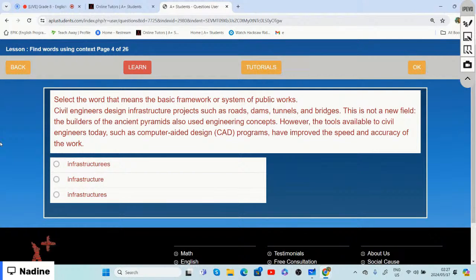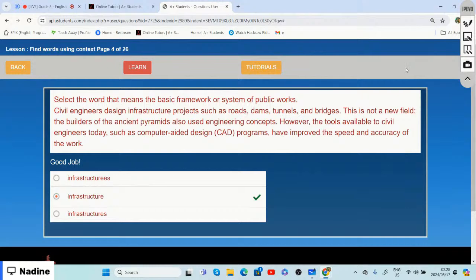All right, and it says civil engineers design infrastructure projects. We need to select the word that means basic framework of or systems of public works. That is also to do with infrastructure, that is to do with project, that is to do with the work that they are doing. So we can say it is structure, infrastructure. All right.